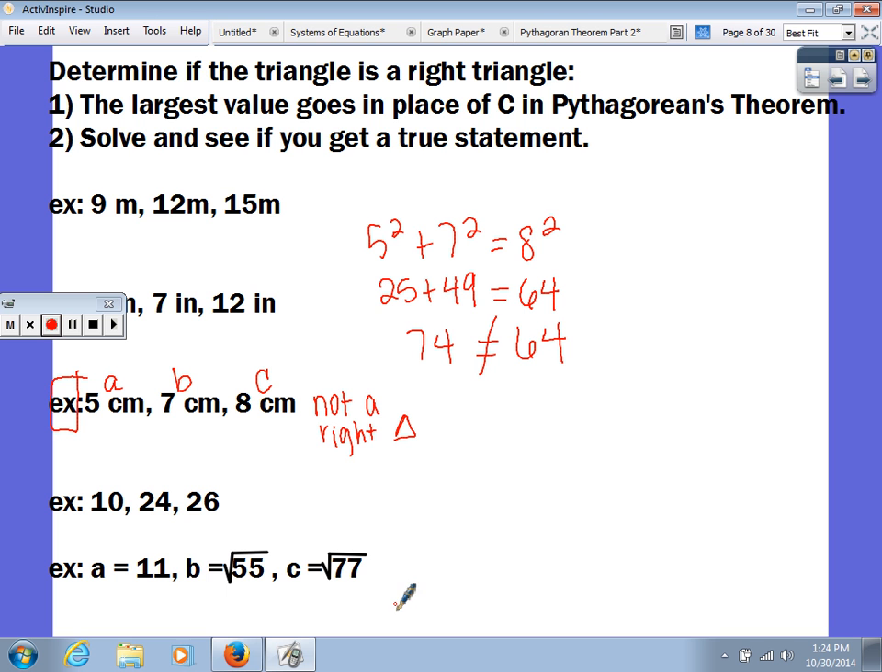All right, let's go ahead and go to this last example. And the last example involves radicals. Okay? And if we were looking at this and we wanted to determine what is the largest side, the square root of 55 is going to be about around 7.4 because it's in between 7 and 8. So it's automatically smaller than this one. And the square root of 77 would be in between 8 and 9. All right? So it's smaller than A also.